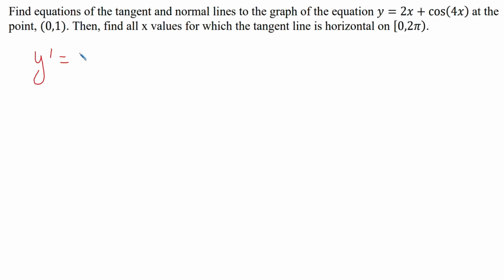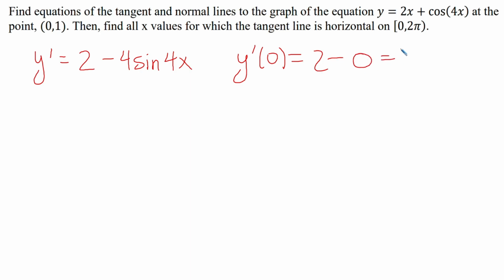So y prime is just going to be 2, and then the derivative of cosine 4x is going to be a minus sine 4x, and then we're going to have to multiply that by the derivative of 4x, so that'll be minus 4 sine 4x. And we'll evaluate that when x equals 0. Well, that's just 2 minus 4 times the sine of 0, which is 0. So the slope of our tangent line is going to be 2. And then the slope of our normal line will just be the opposite reciprocal of that, which will be -1/2.